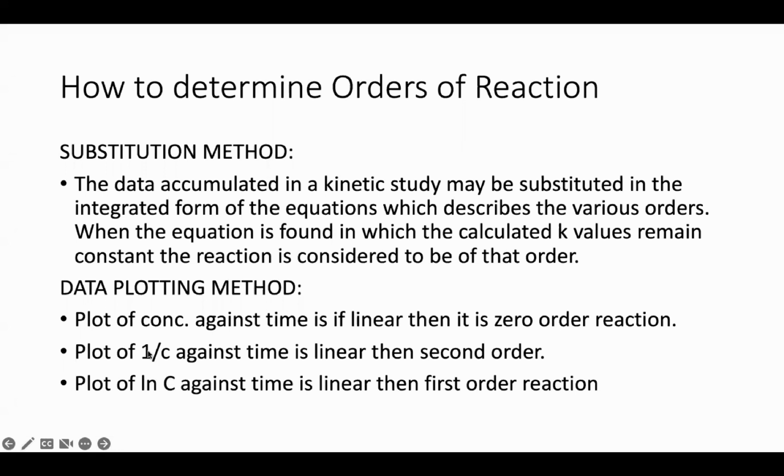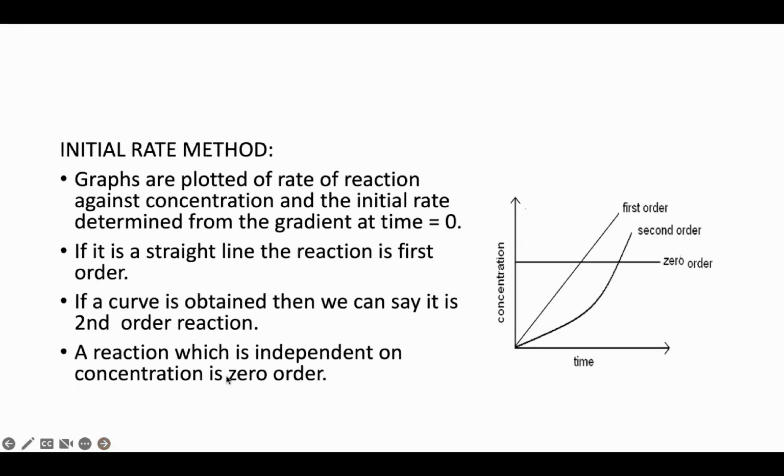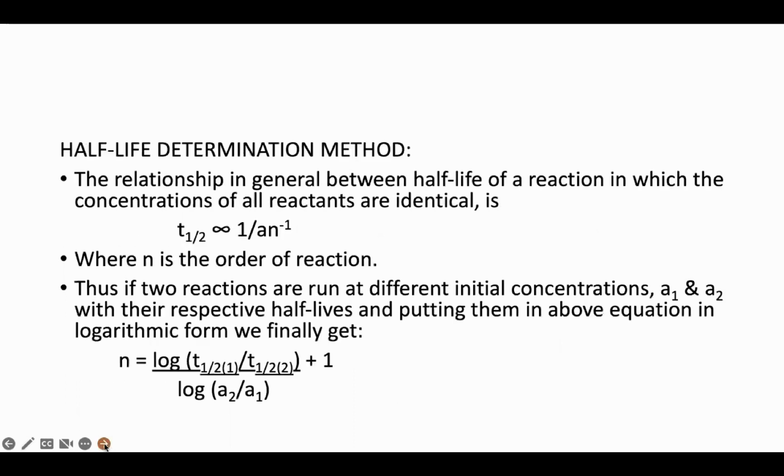So there's the data plotting method where you get your data from a kinetic study, plot into the graph, and identify both your slope and your intercepts, all of that. Next, also, you have the initial rate method, where you plot rates of reaction against concentration, and initial rate determined from the gradient at time t is 0, right? You use that to predict, depending on how the graph appears, which of the orders of reaction it is.